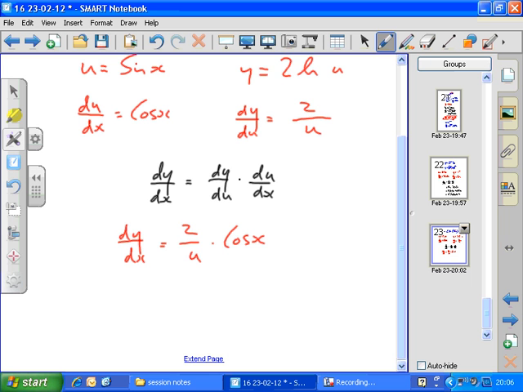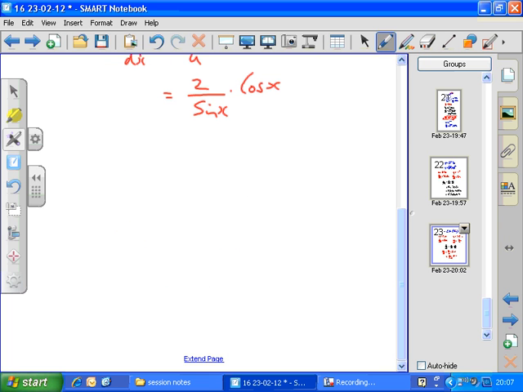So not 2 over... 2 over sine x? Yeah, because u we let be sine x, so finally I write that as 2 over sine x times cos x. But that could just as easily be written as 2 times cos x over sine x.